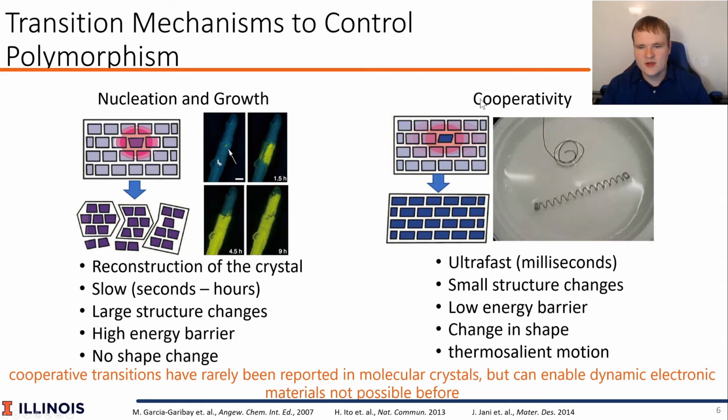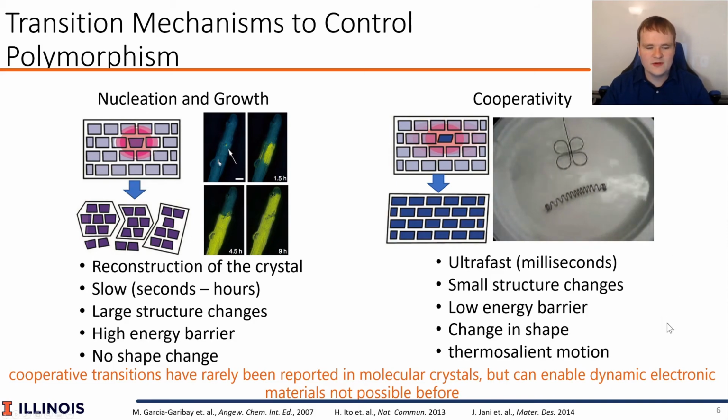In a small but growing number of systems, we've started to see cooperative phase transitions. This, in contrast, is a displacive phase transition, where each molecule keeps its nearest neighbors, and this allows for an ultra-fast, on the order of milliseconds, phase transition. These are usually associated with smaller structural changes, lower energy barriers, and can even form changes in shape, such as in the case of shape memory alloys, where we actually see a thermosalient motion as the crystal will actually bend and move during the phase transition.